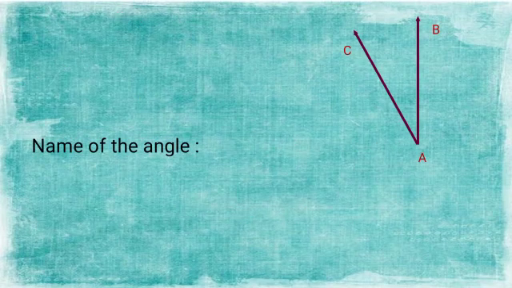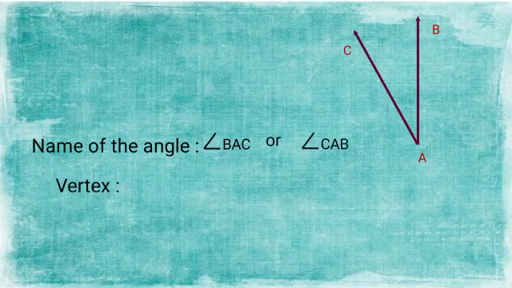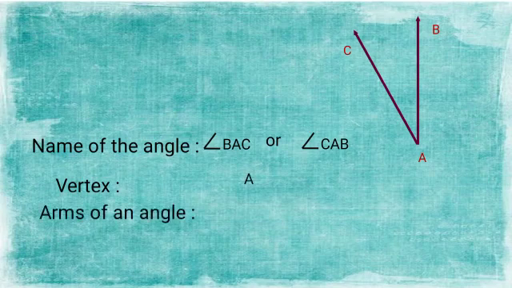Have a look at this angle. Again, the same method you have to follow. Here you have to write the name of the angle. So you can write angle BAC or angle CAB. What is the vertex? Here the vertex is A. And what are the arms of an angle? AC and AB. Both ways you can write this.